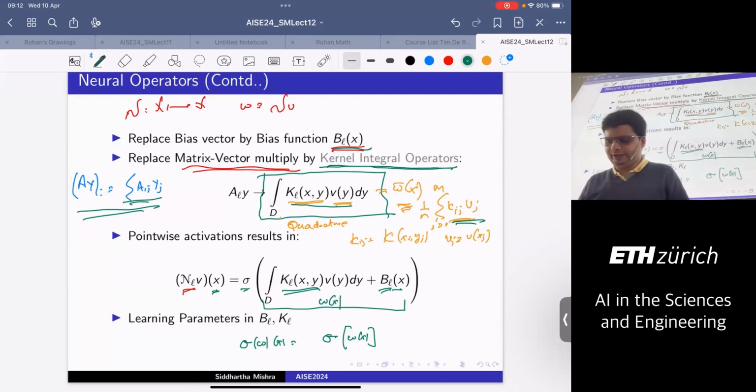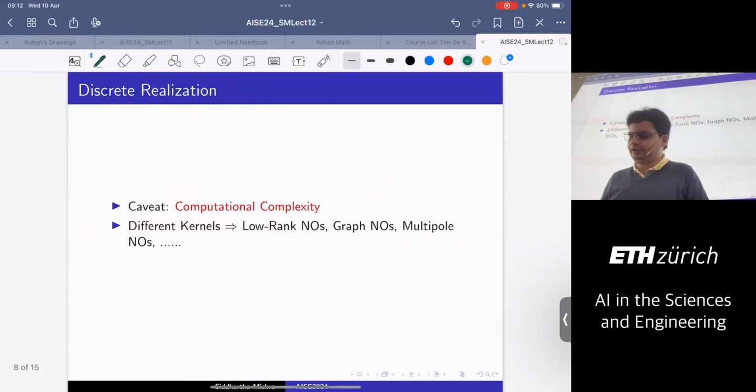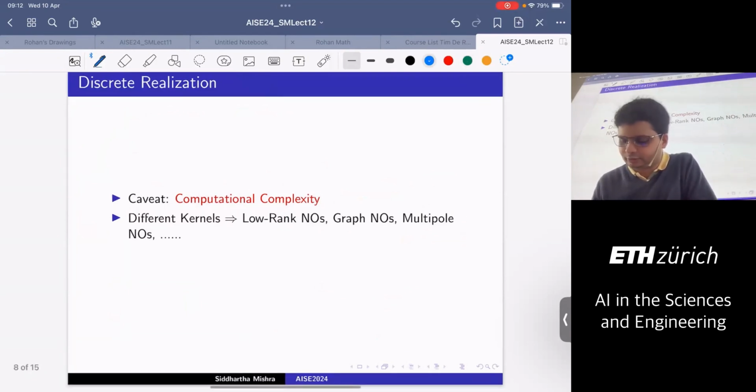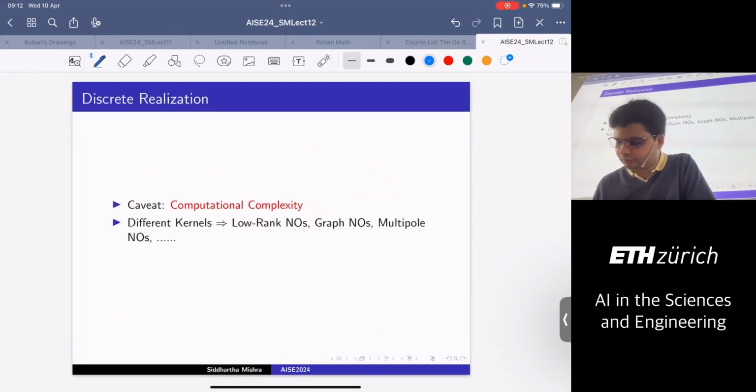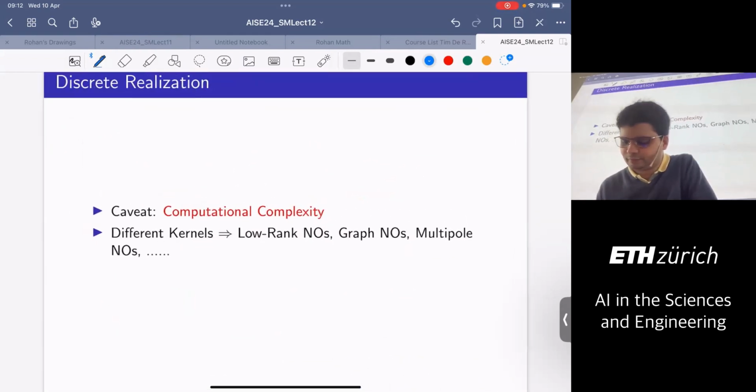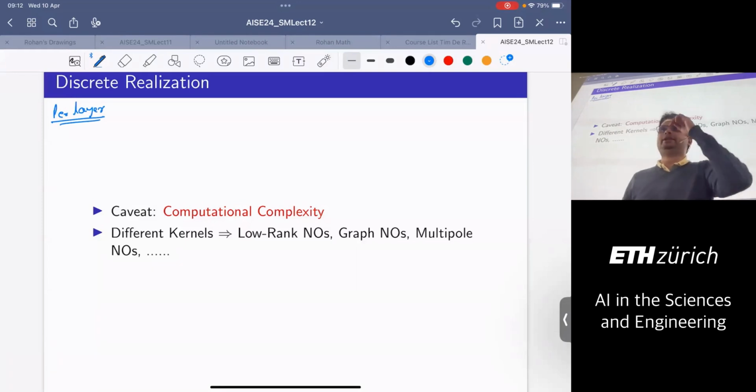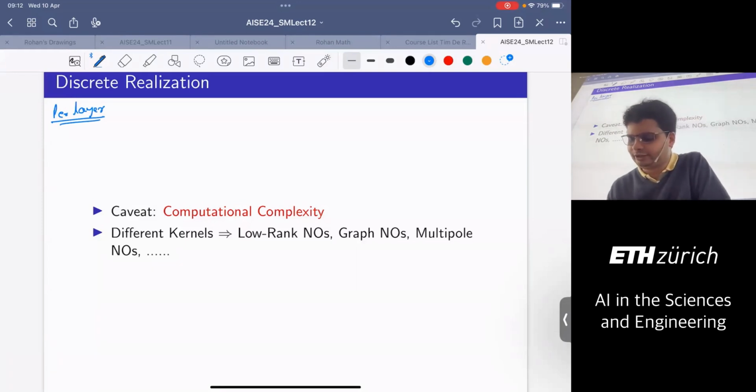Okay, so welcome back, and let's see how we realize these things in practice. So what is the computational realization of these objects? Per layer, you already see the issue, but let me explain it. At every layer, I will not give you the layer index, I will simply give you the final answer.